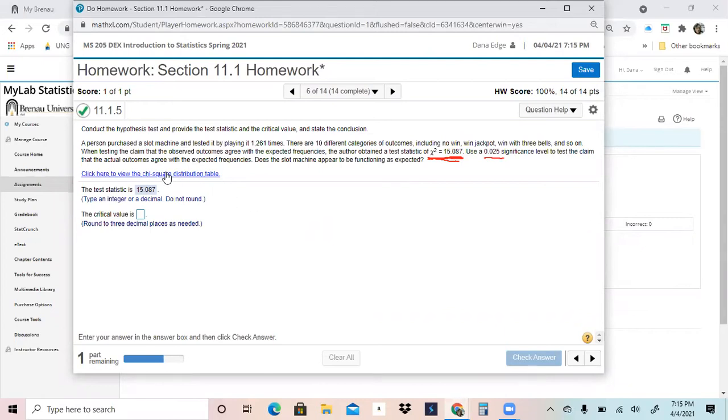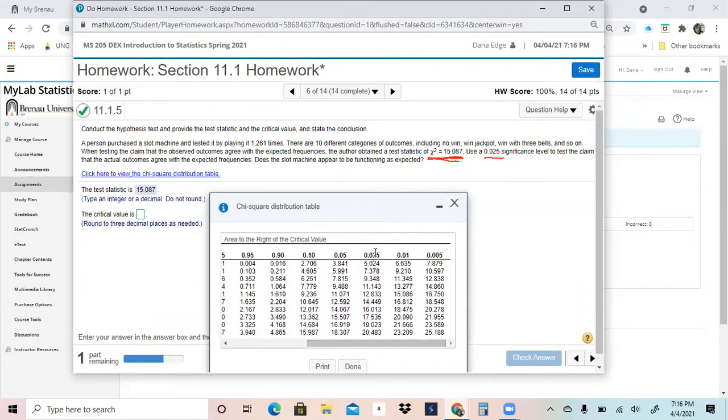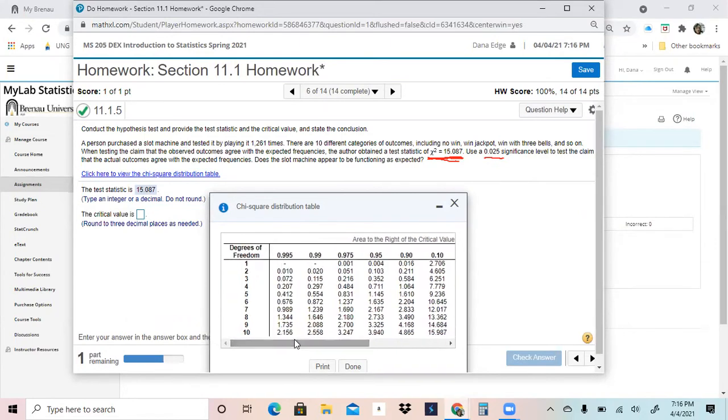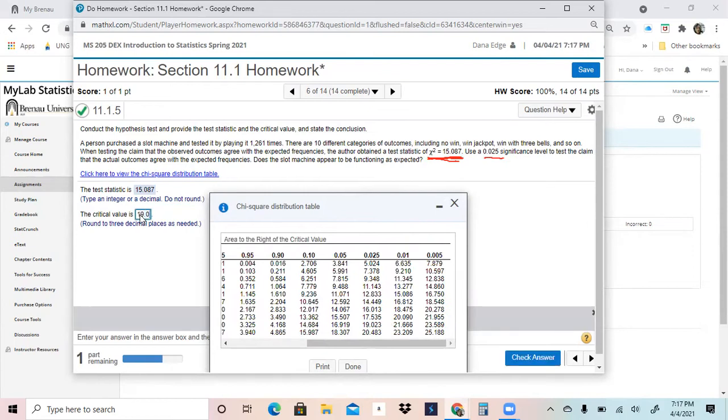Now, we could go to a chi-squared distribution table, in which case for 0.025 being the amount in the critical area, we're going to have to look all the way down here at 0.025. There are 10 different categories. The degrees of freedom with 10 categories is going to be 9. So we look in row 9, and we go all the way over to 0.025. The critical value is going to be 19.023.